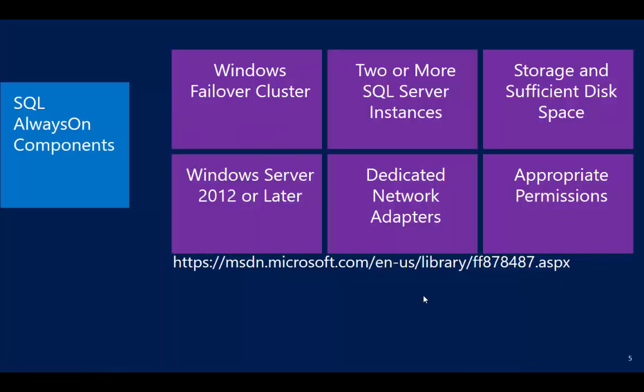So in terms of the SQL Always On components, just a few listed here. The URL at the bottom gives you a good article to talk about some of these. So definitely Windows failover clustering, two or more SQL Server instances required to implement this, sufficient disk space storage to be able to handle the different components that need to be in play. We'll talk about that in a minute. Server 2012 or later, and then NICs and permissions have to be there, and so forth. And you'll see whenever we get to the Config Manager setup part that we do a lot of that for you to make it easier.